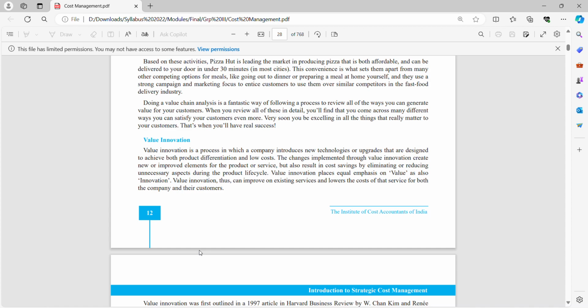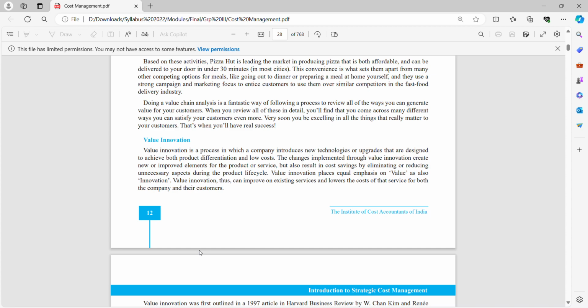The changes implemented through value innovation create new or improved elements for the product or services, but also result in cost savings by eliminating or reducing unnecessary aspects during the product life cycle. Value innovation places equal emphasis on value as also innovation. Value innovation thus can improve on existing services and lowers the cost of that service for both the company and their customers. So this is what relates to value innovation.